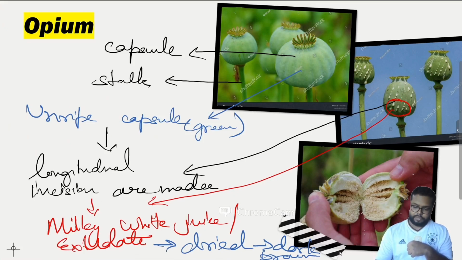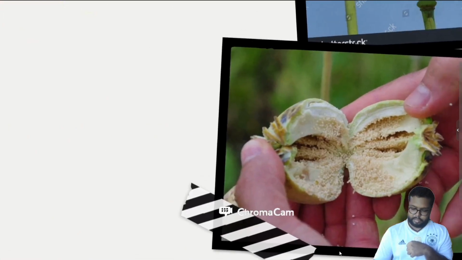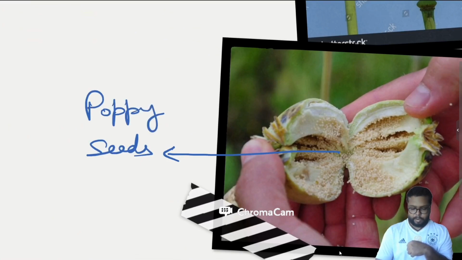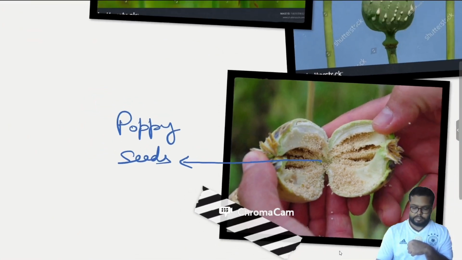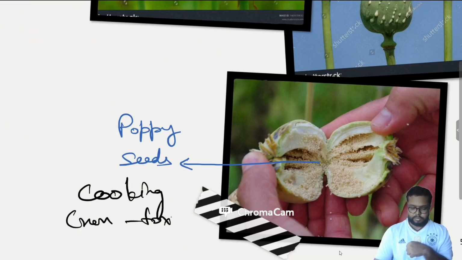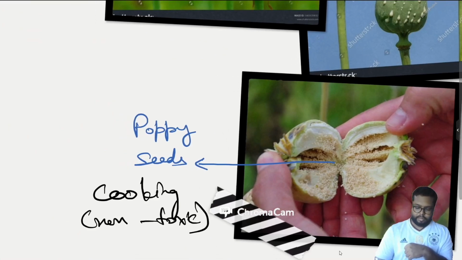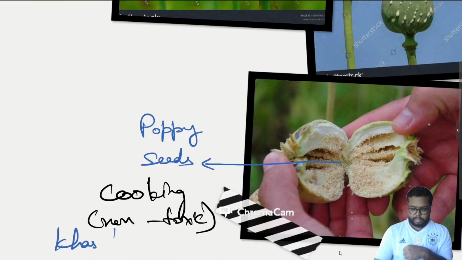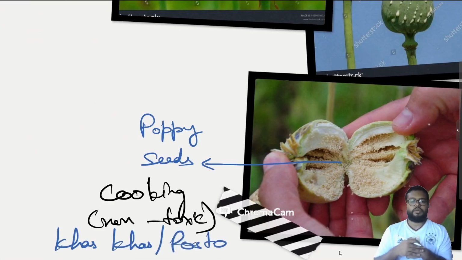Next, if you see the below image, you can see inside the capsule there are seeds. These are known as poppy seeds. We use these in cooking. They are non-toxic. Commonly they are called khaskhas, or in Bengali we call it posto. Okay.